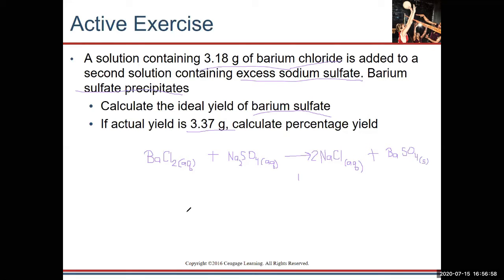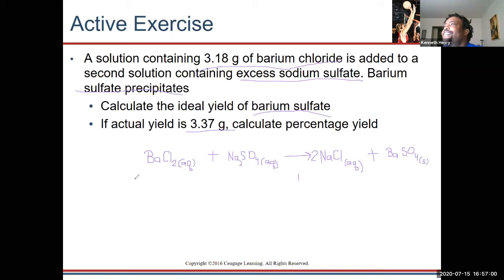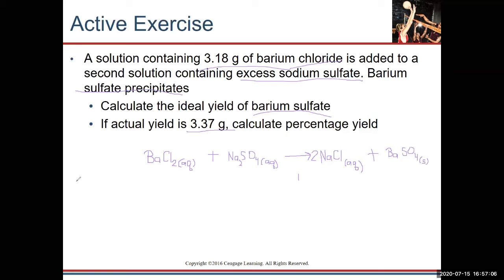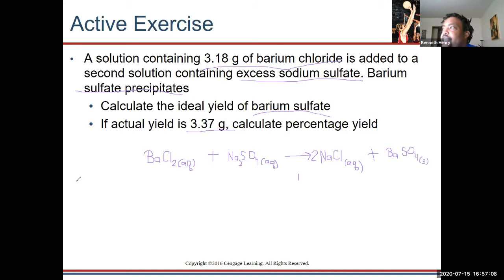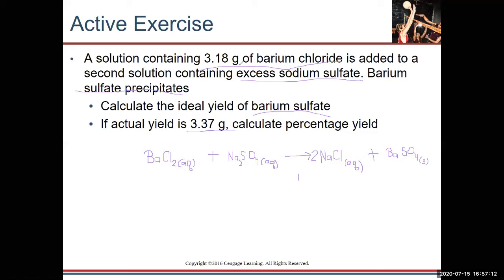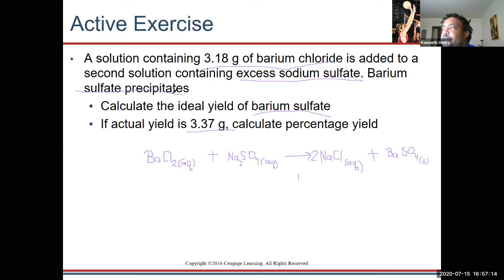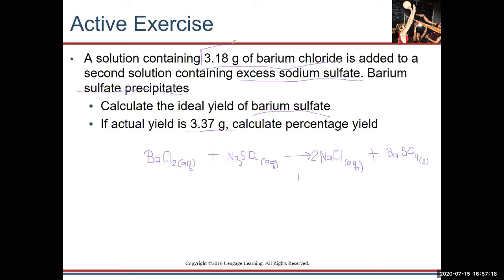No. Okay, what do we need to do next? Find the ideal yield. Find our ideal yield of barium sulfate. And we're going to be starting off with 3.18.